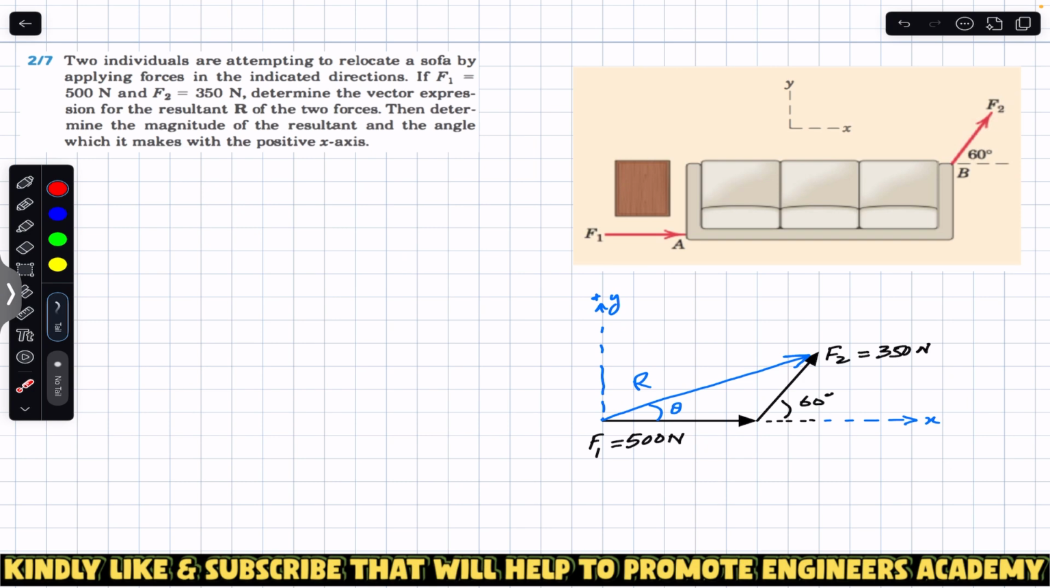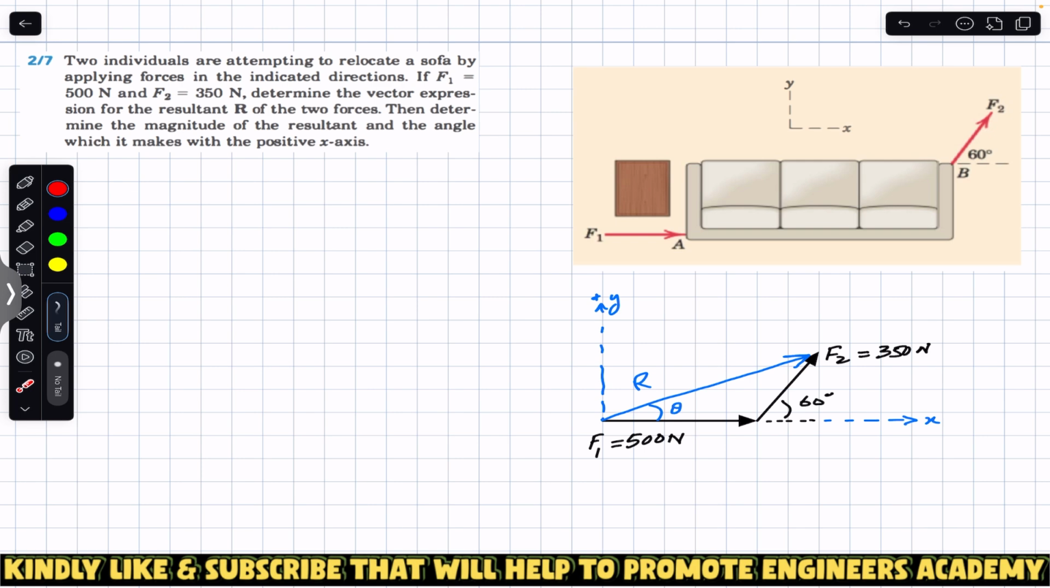Now let's solve this problem which says that two individuals are attempting to relocate a sofa by applying forces in the indicated direction. If F1 magnitude is 500 Newton and F2 magnitude is 350 Newton, determine the vector expression for the resultant R of the two forces. Then determine the magnitude of the resultant and the angle which it makes with the positive x-axis.